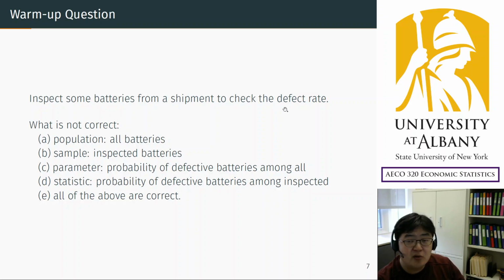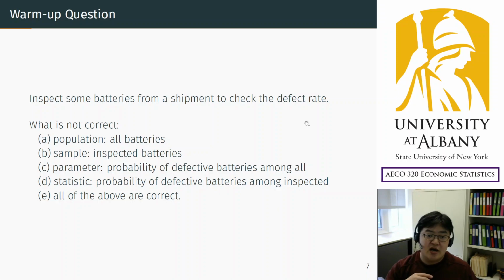Then it is a statistical inference because you cannot check all the batteries. You cannot inspect all the batteries. If you can imagine the situation, think about what corresponds to what. Okay, so actually I already told you the answers.